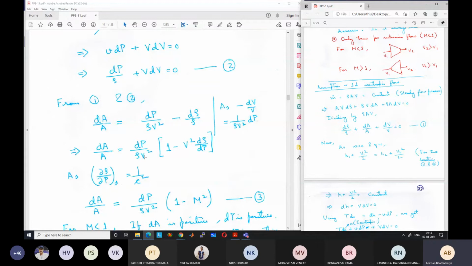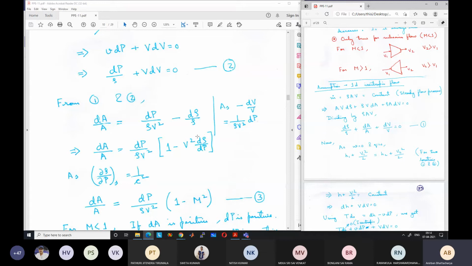dA by A is equal to dP by rho V square if you take this out as common. And inside the bracket you will have 1 minus... So if you take dp by rho v square, this rho comes out, and ultimately you have to multiply this d rho by v square by dp, to cancel this dp by v square. So 1 minus v square d rho by dp.